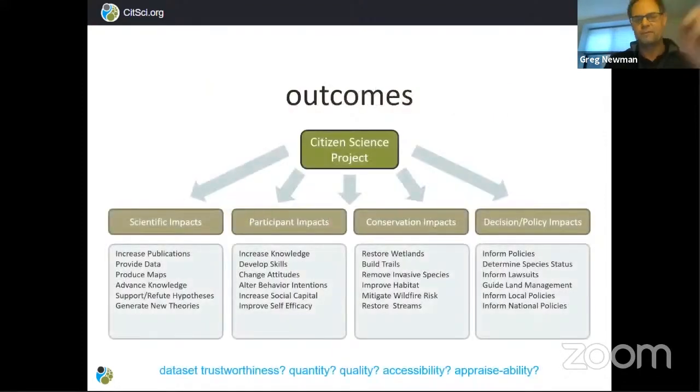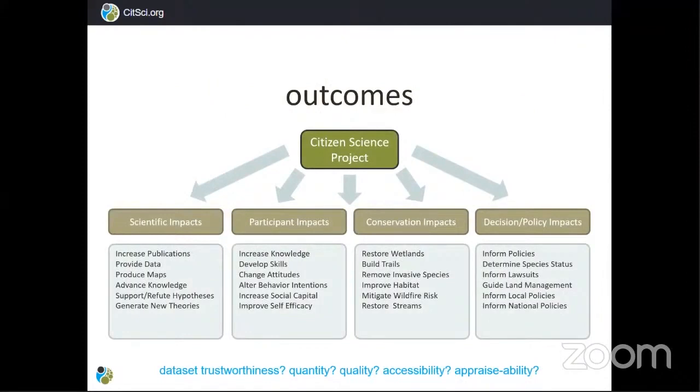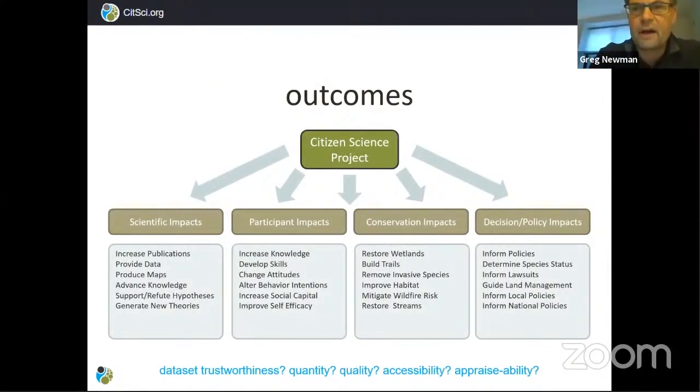So platforms have a role in scaffolding the citizen science workflow process, from governance of members to quality assurance of observations, and there's peer review potentially baked into this. And anyway, that's point one. And hopefully with that scaffolding of the workflows of citizen science, we can increase and improve scientific impacts, participant impacts, conservation impacts, and ultimately this piece about decision and policy impacts.